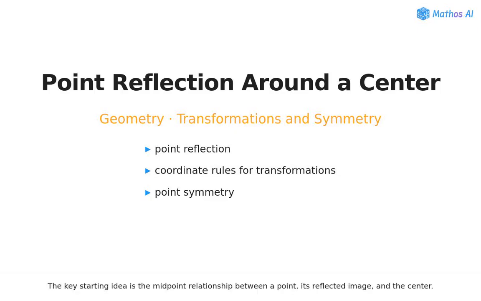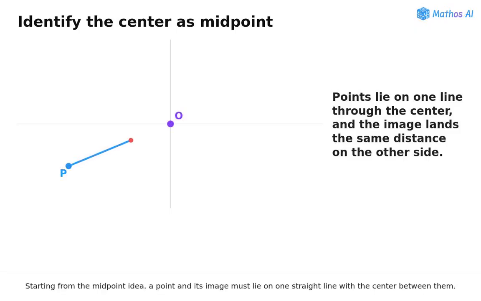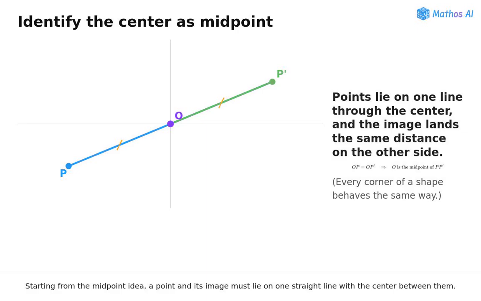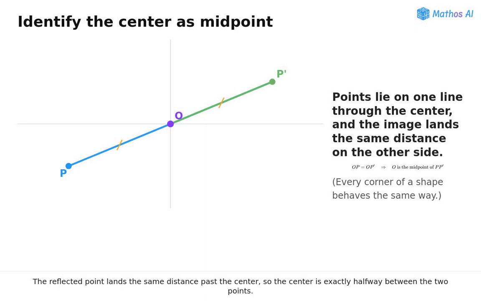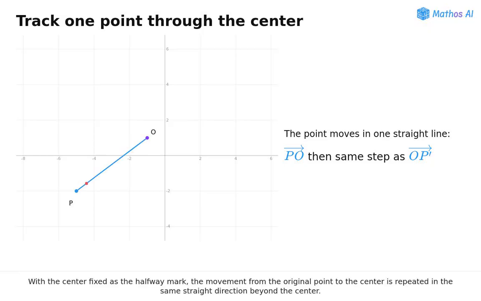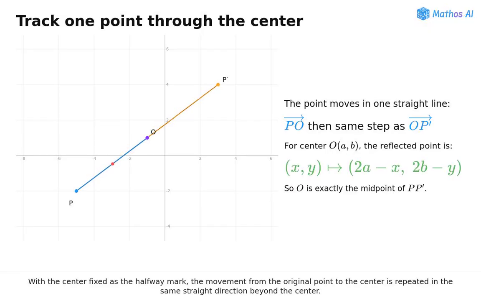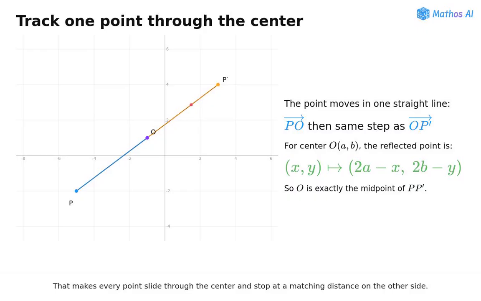The key starting idea is the midpoint relationship between a point, its reflected image, and the center. Starting from the midpoint idea, a point and its image must lie on one straight line with the center between them. The reflected point lands the same distance past the center, so the center is exactly halfway between the 2 points. With the center fixed as the halfway mark, the movement from the original point to the center is repeated in the same straight direction beyond the center. That makes every point slide through the center and stop at a matching distance on the other side.